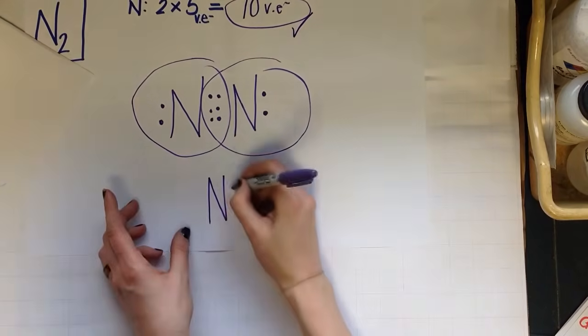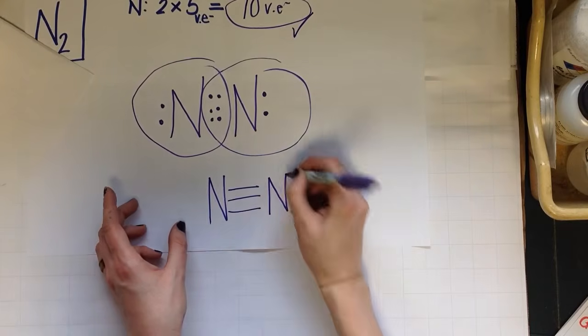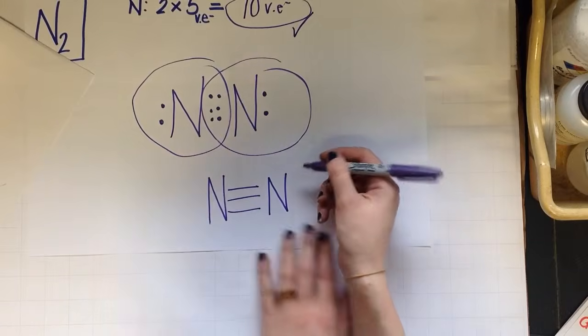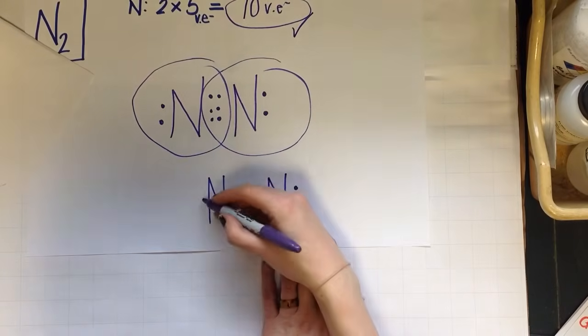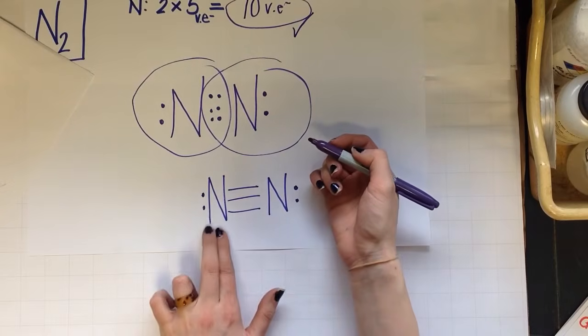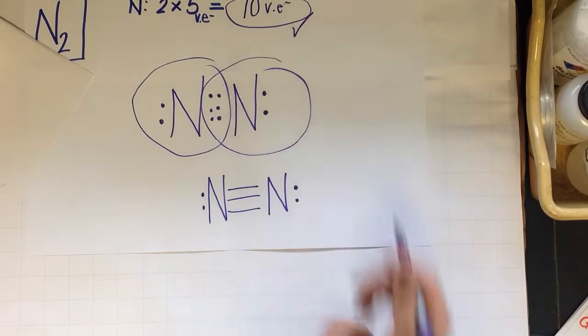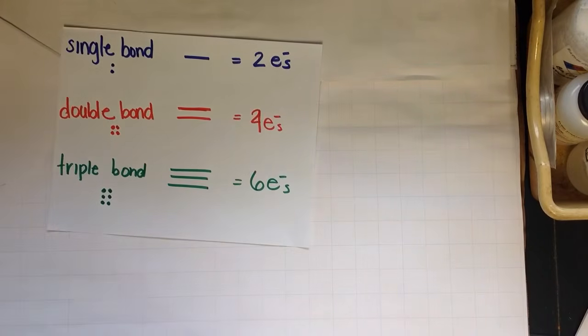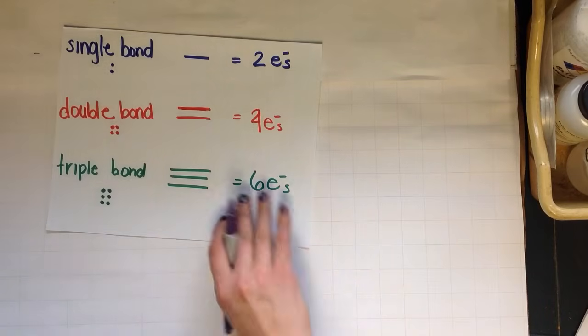So if I want to draw that, I go 1, 2, 3. Put the sticks in for the bonds. Each stick is 2 electrons. 1, 2, 3. And I put my extra electrons. And I could have put them here, here, or here. Same thing on this side. Triple bond. Okay, so if you remember, we said a single bond has 2 electrons, a double bond has 4 electrons, and a triple bond has 6 electrons. Each bond represents 2 electrons.